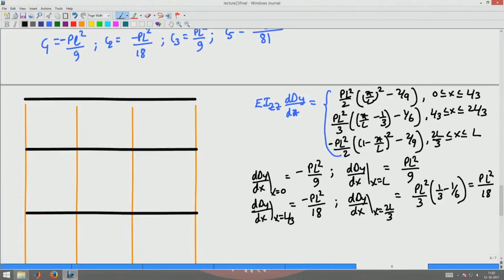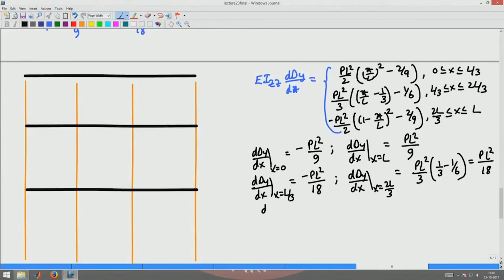Now finally d delta y by dx at x equal to L by 2 will be PL square by 3 into 1 by 2 minus 1 by 3 minus 1 by 6, which is 0. That should happen because the maximum deflection will occur at the midspan because of symmetry again.